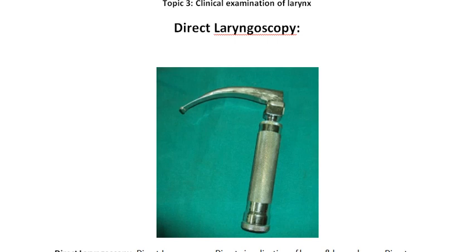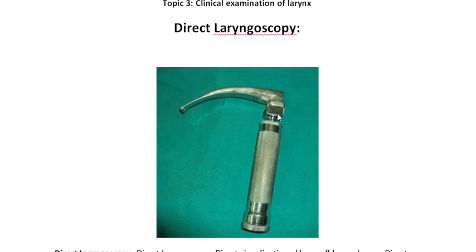The clinical examination of the larynx, direct laryngoscopy, is today's topic. This is a direct laryngoscope. We can see a blade. This is the blade out of stainless steel, which is there to depress the tongue and lift the mandible upwards. This is a scope. Through this, we can illuminate light and visualize the interior of the larynx.